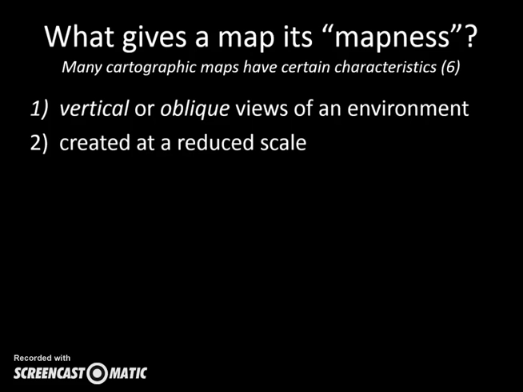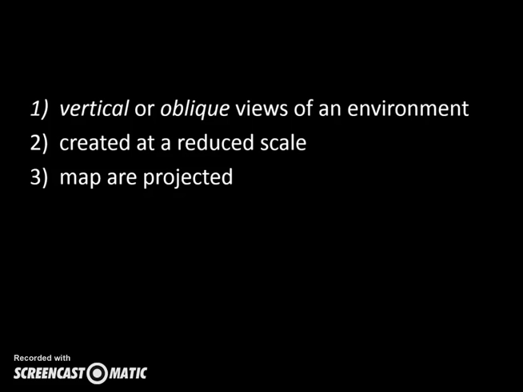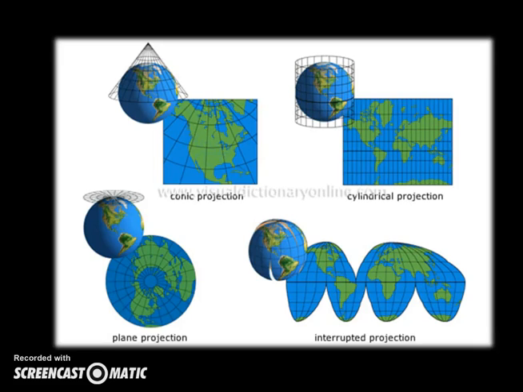Another component that gives a map its mappiness is that maps are created at a reduced scale. We know this because if they were created at a one-to-one relationship, the map would be reality, the reality in which we live. We know maps are projected, as we talked about the different projection type of tools. Maps can be projected in many different forms. They can be a conic projection, cylindrical projection, plane projection, or interrupted projection. And all these projections give different types of map properties. We'll talk about this at great length.